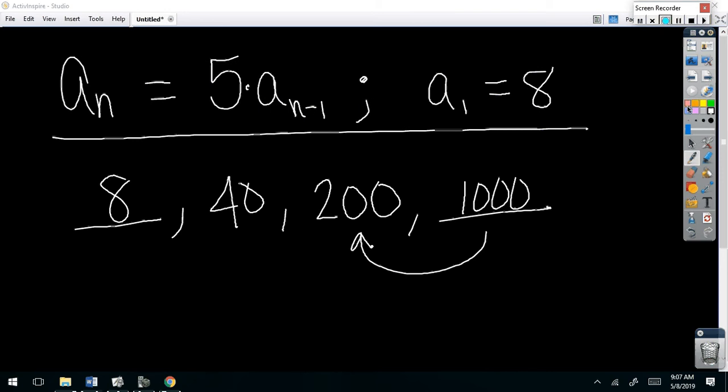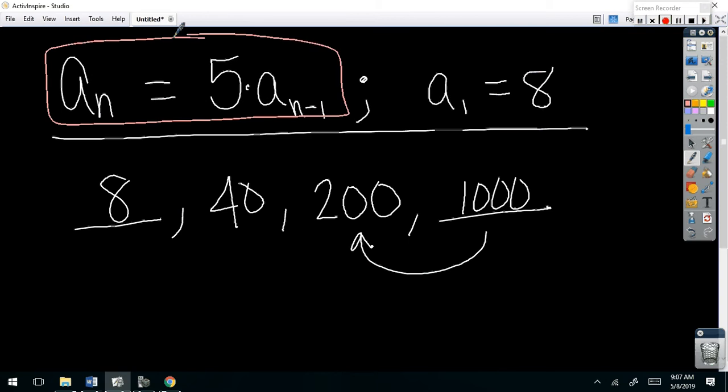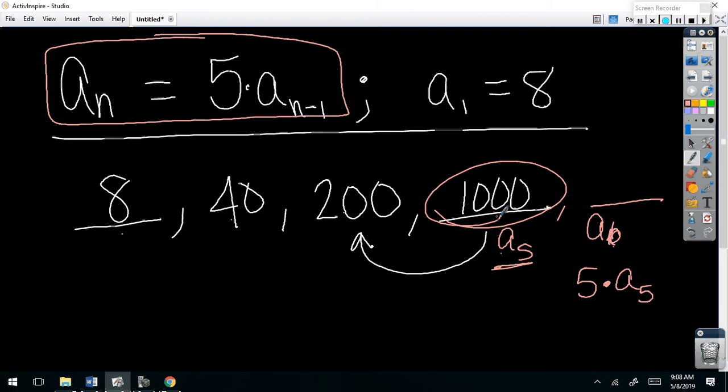You are going forwards, but this equation is saying, if I want to find, let's say 1, 2, 3, this is a sub 5, right? If I want to find the 6th term, so a sub 6, then it says 5 times a sub n minus 1. Well, n here is 6, so 6 minus 1 would be 5. So what is a sub 5? It's 1,000. So 5 times 1,000 would be 5,000.